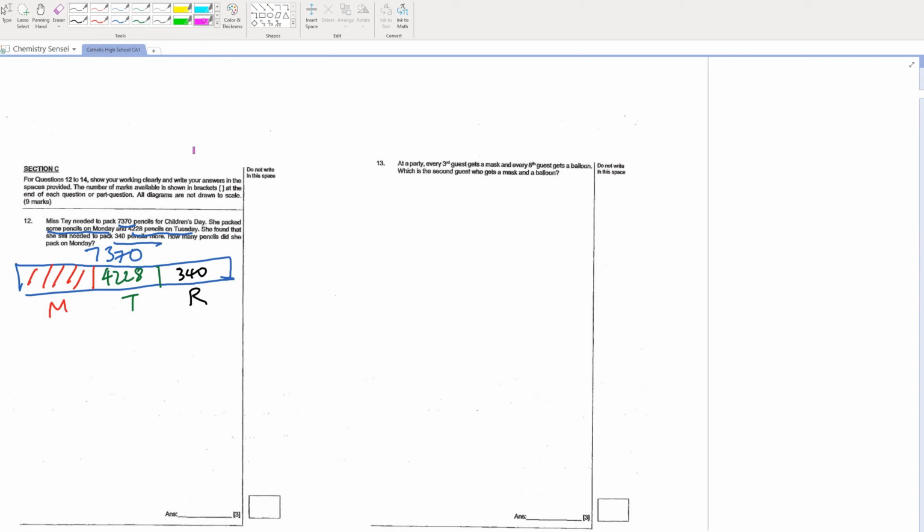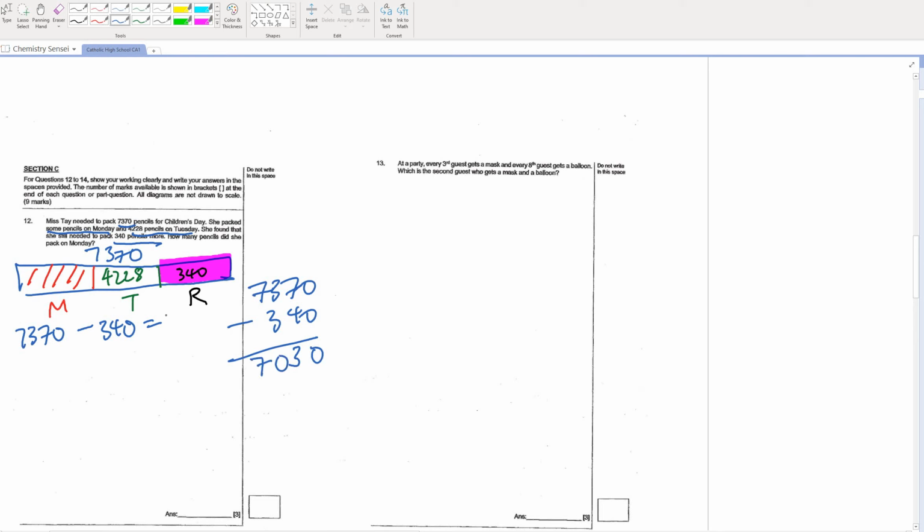Okay, first by looking at the model, we realize that we have to remove the amount for remaining. Okay, so we have 7,370. We minus away 340. Okay, let's do our working. 0 minus 0 is 0, 7 minus 4 is 3, 3 minus 3 is 0, 7 minus nothing is just 7. Okay, so we have 7,030 if we remove the remaining.